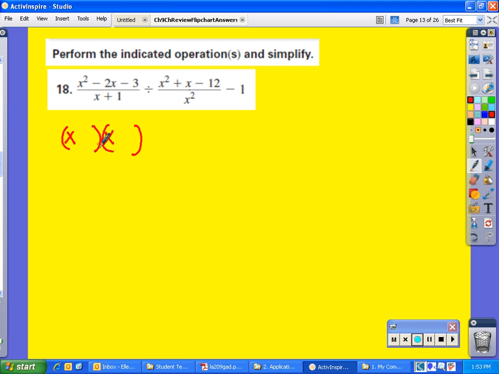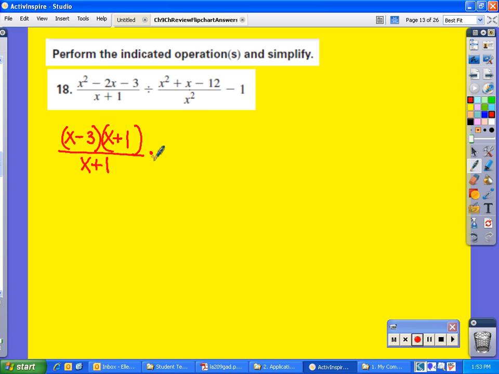Notice that it has to be x times x, and then we're looking for factors of -3 that add to -2. That should be -3 and +1. We have x plus 1 in the denominator.